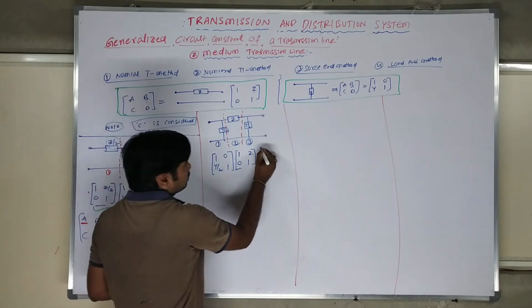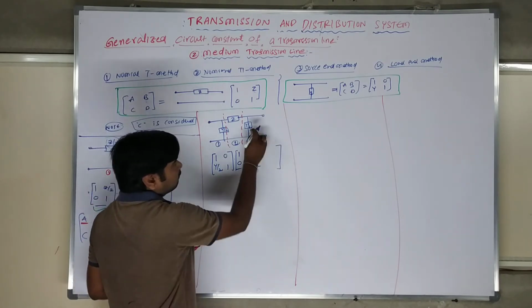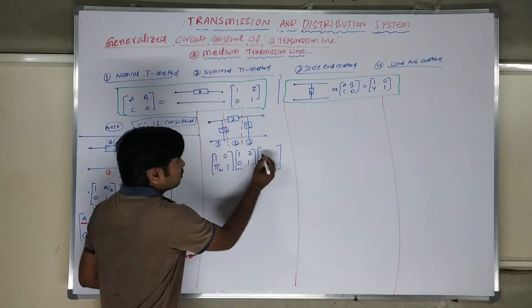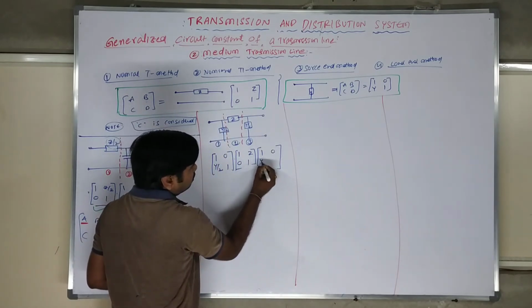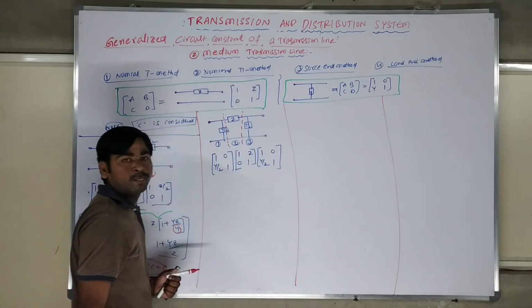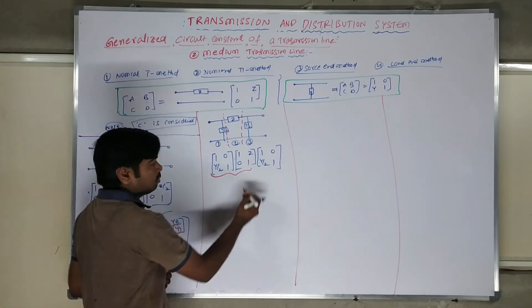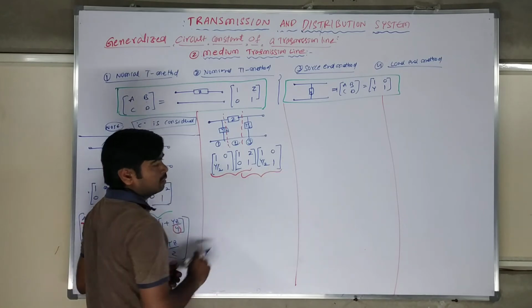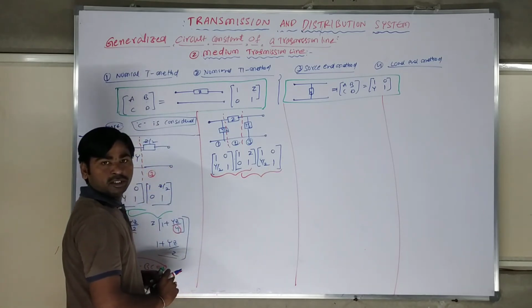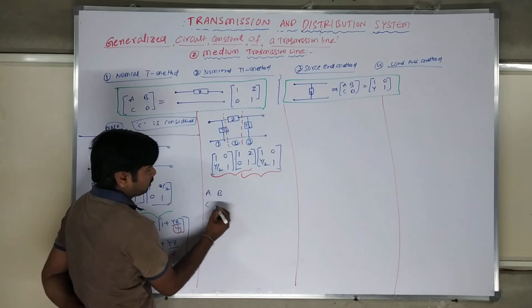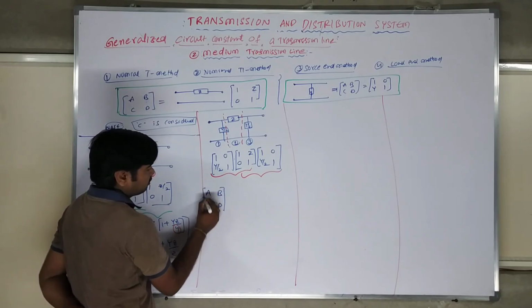Next, the third part: here also you write y by 2, the same thing, [1 0; y by 2 1]. If you multiply these three matrices, first multiply these two, then after getting the resultant answer, multiply it with the third, according to the mathematics of matrix multiplication. You get the ABCD matrix.